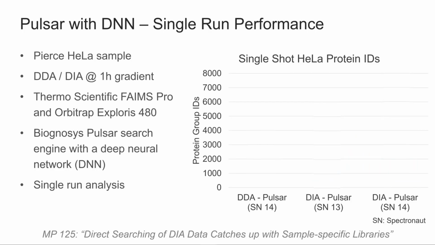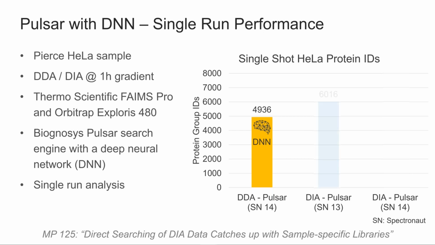Now we wanted to see how this search performs on real data, and we used a state-of-the-art platform, an Orbitrap Exploris connected to a FAIMS Pro, and we acquired DDA and DIA data with 1 hour gradients, and we applied this new Pulsar search algorithm with the deep neural network for scoring on this data. First, I'm going to show the results that we got from these 1 hour DDA runs. Here we could identify around 5,000 proteins in 1 hour.